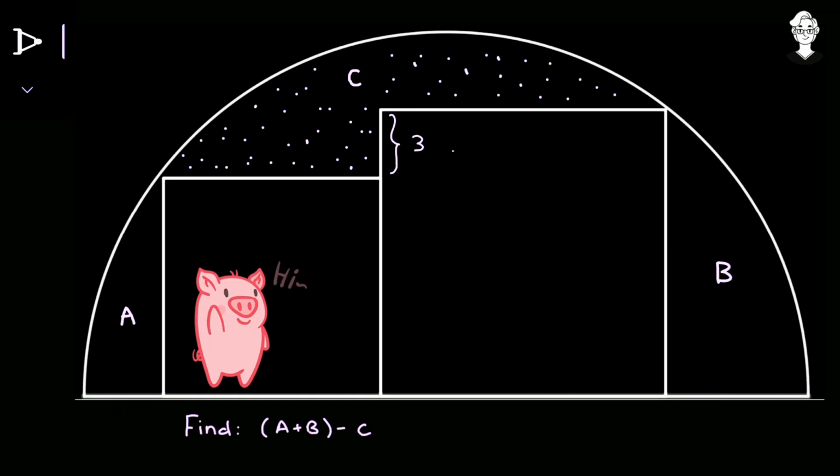So today we have an interesting geometrical problem. The given data is that we have a semicircle, two pairs of square, and this particular length has been given that is equals to 3. So only this much data is given, and what we have to find is the value of this particular equation, that the addition of a plus b minus the area of this c. So let us see the solution.